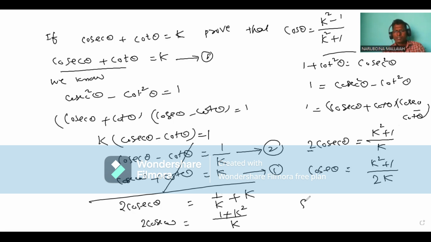From this, we get the sin theta value. So sin theta is the reciprocal of cosecant theta. So you can write in reverse form, 2k by k square plus 1.